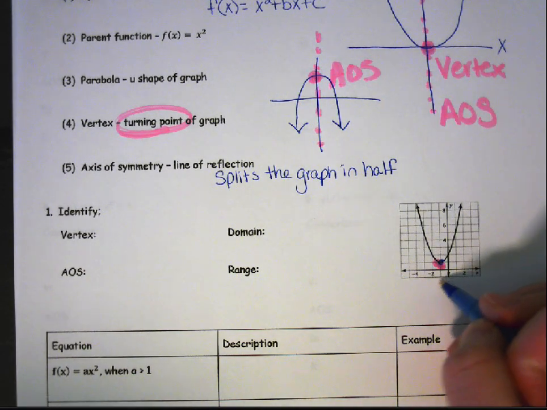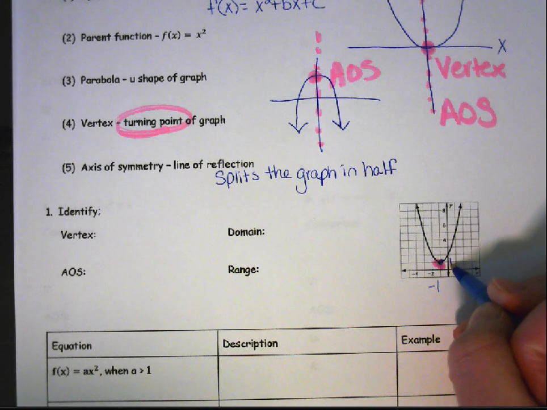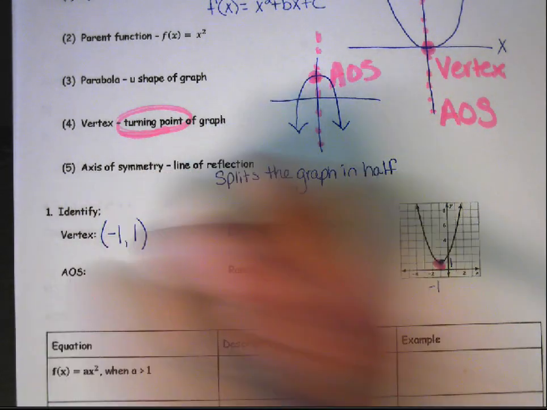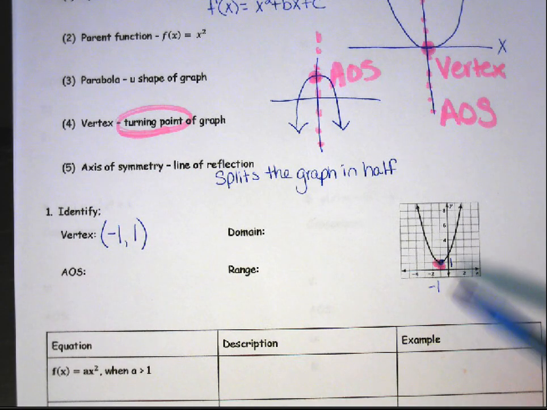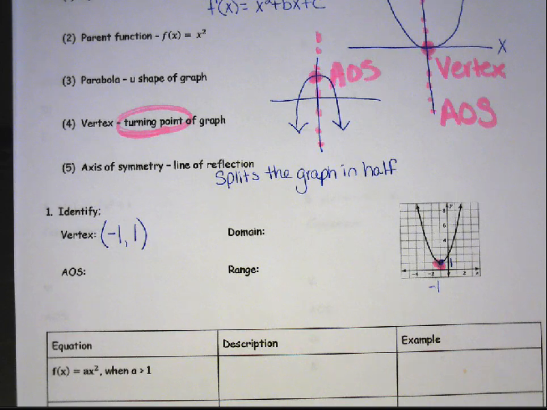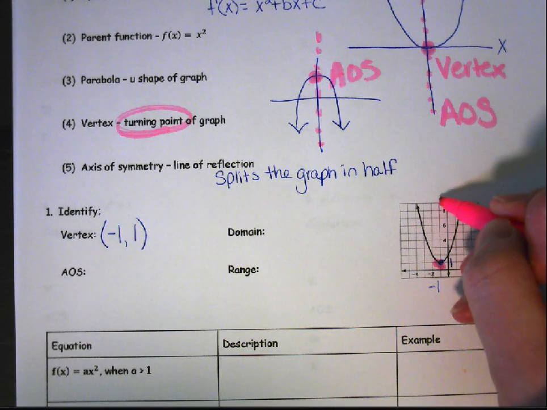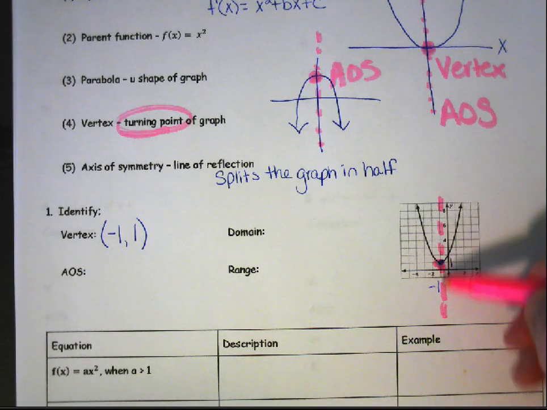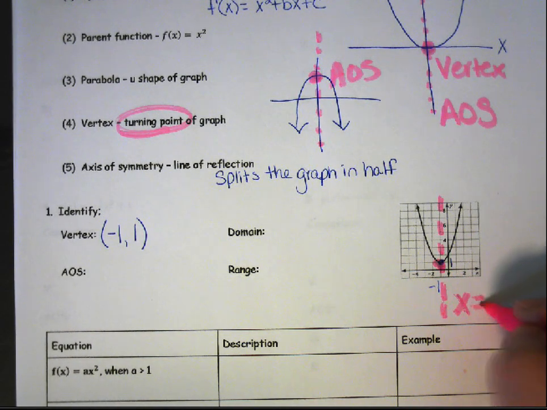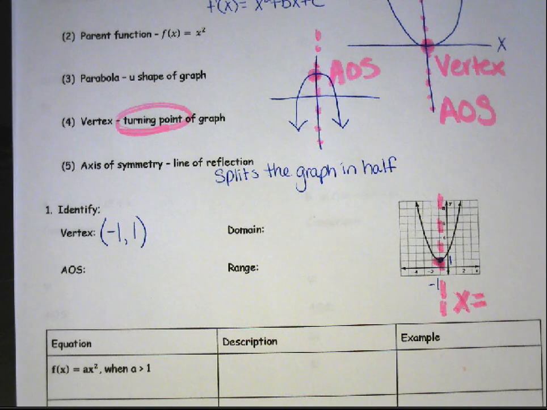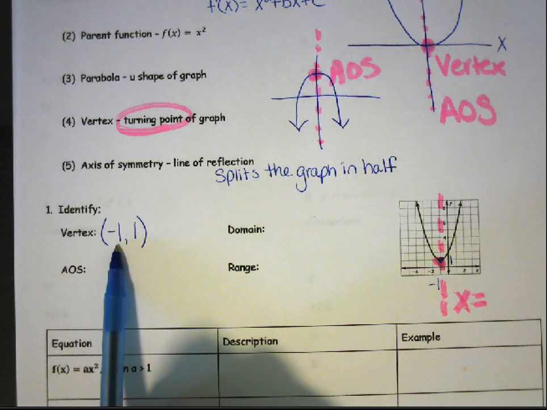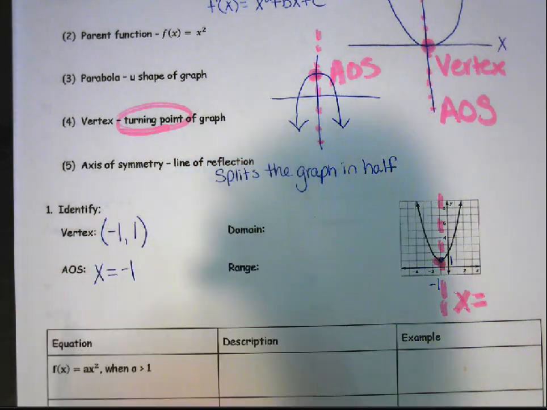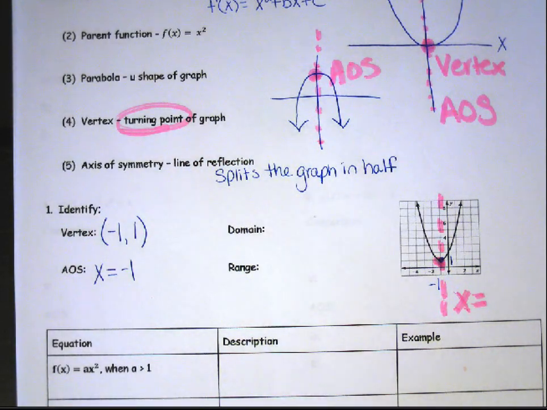So it looks like it's at -1 and up 1. So then my vertex would be (-1, 1). That's where that point is sitting. Now the axis of symmetry, remember, is the line that splits this graph in half. Do you notice, again, we said it's x equals, but it's always going through the x part of the vertex? So once you have the vertex, you also have the axis of symmetry.